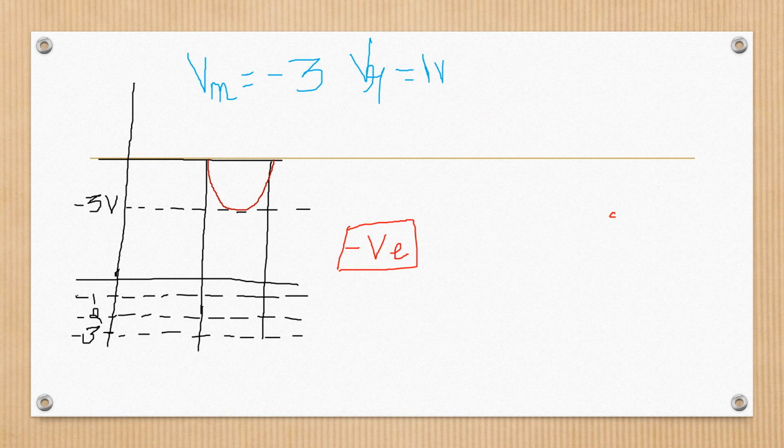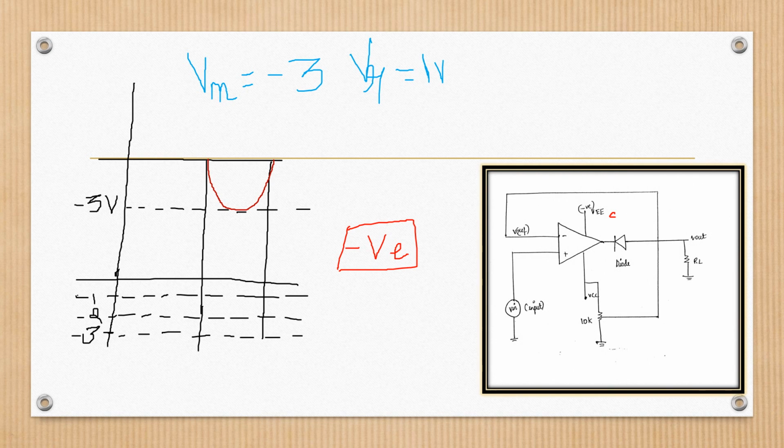Here I take my negative half cycle. My maximum voltage is minus 3 volt, my reference voltage is 1 volt, and this is the circuit. The difference between the non-inverting and the inverting terminal will appear at the node A. The difference between non-inverting and the inverting terminal is negative, so the diode will be on and my output waveform will follow the input pattern. So it is a positive clipper circuit.